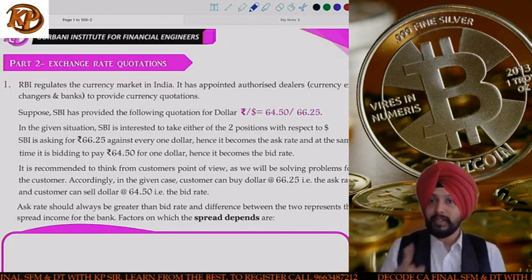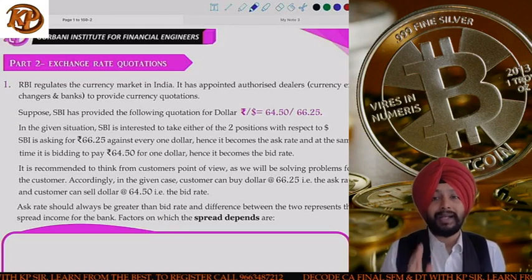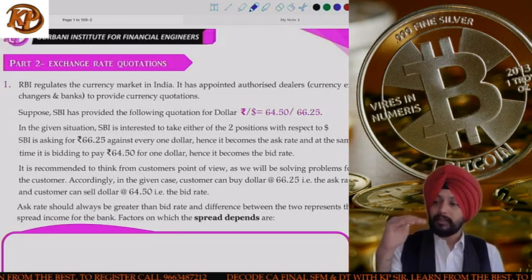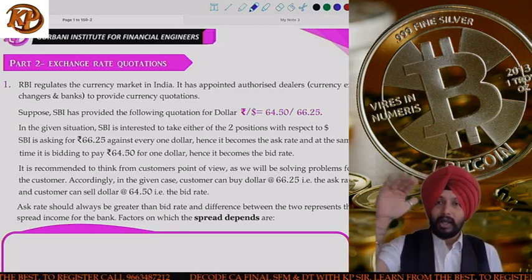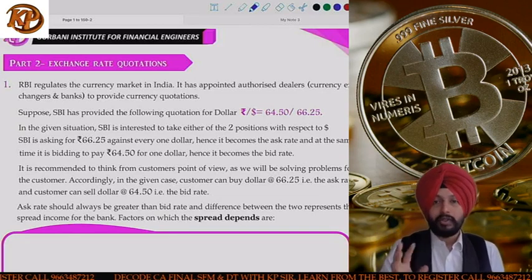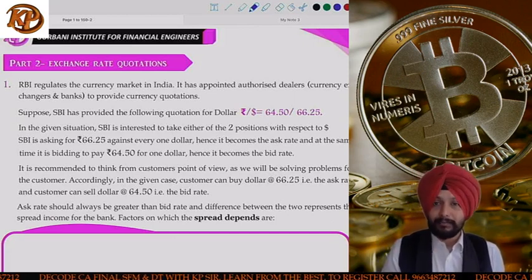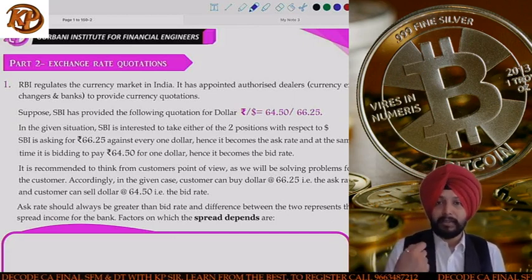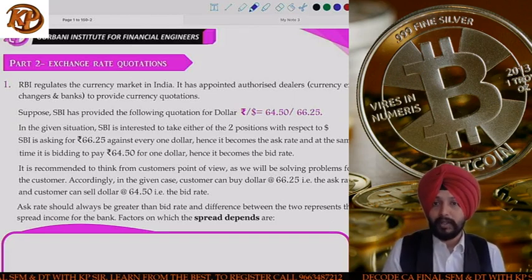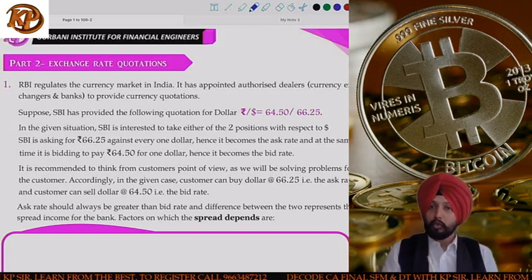When I say regulate, it means it will monitor the market, and from time to time it will issue some guidelines. Those guidelines have to be followed. But below the RBI there are authorized dealers. What do you mean by authorized dealers? Authorized dealers are RBI registered dealers who can deal in currency. They can become the sellers or the buyers of currency. They can become the traders in currency.